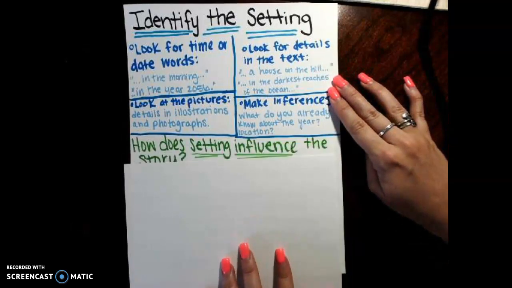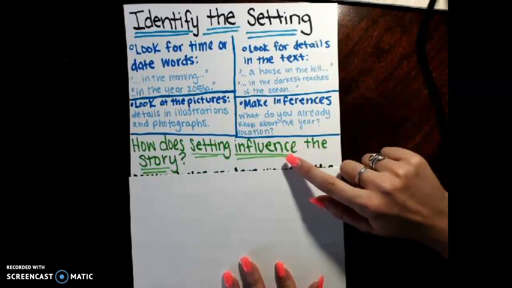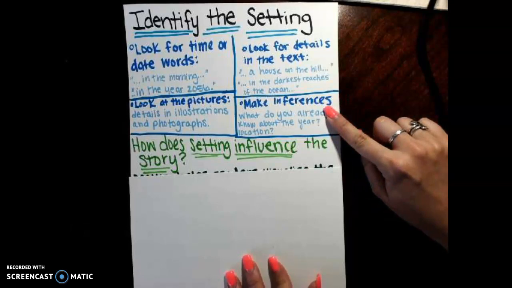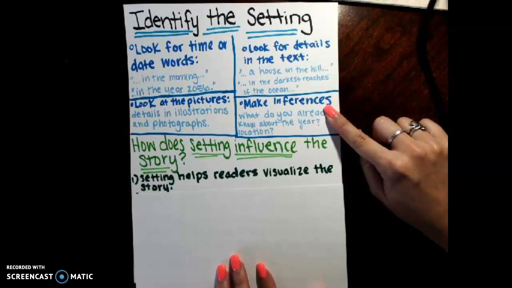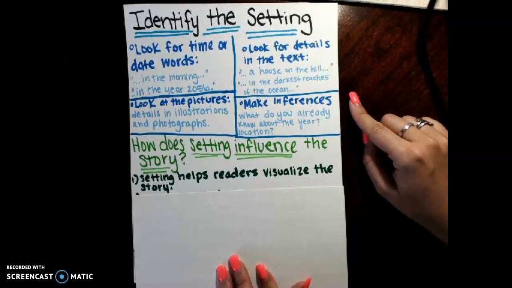We're also going to think about how setting influences the story. When I say influence, I mean how does the setting change the story or make the story better or give us an enhanced meaning about the story we're reading. I'm going to ask myself a few questions. Setting helps readers visualize the story. When I read the story, can I see what's happening in my imagination?